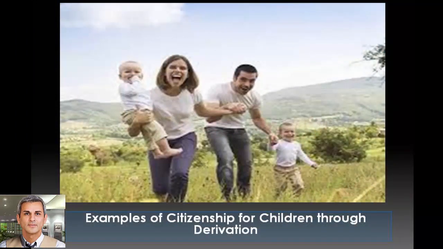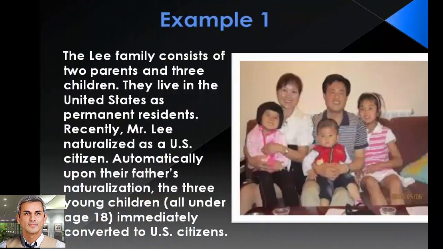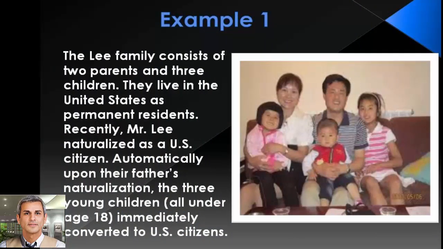Examples of citizenship for children through derivation. Example 1. The Lee family consists of 2 parents and 3 children. They live in the United States as permanent residents. Recently, Mr. Lee naturalized as a U.S. citizen. Automatically upon their father's naturalization, the 3 young children, all under age 18, immediately converted to U.S. citizens.